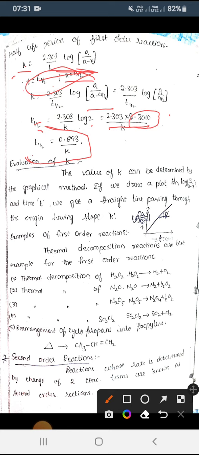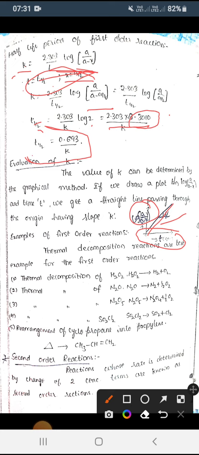Now coming to the graph. The concentration of reactant we are going to take on the y-axis, and time on the x-axis. Then we are going to get a slope, which is k. This also indicates that it is going to give a straight line.